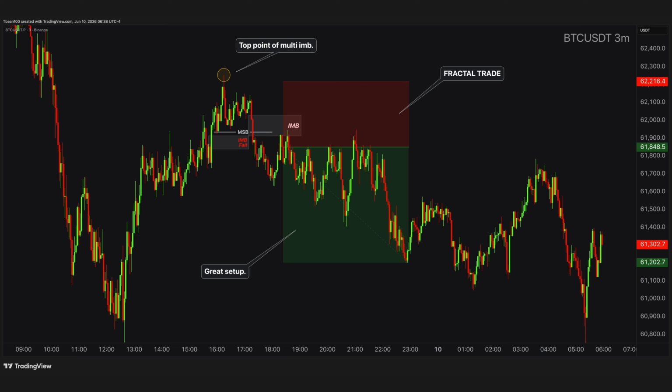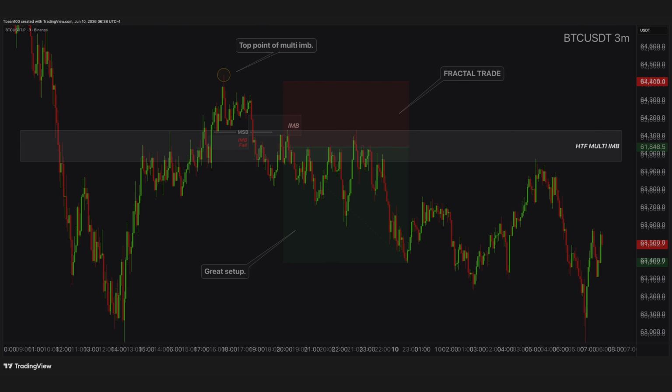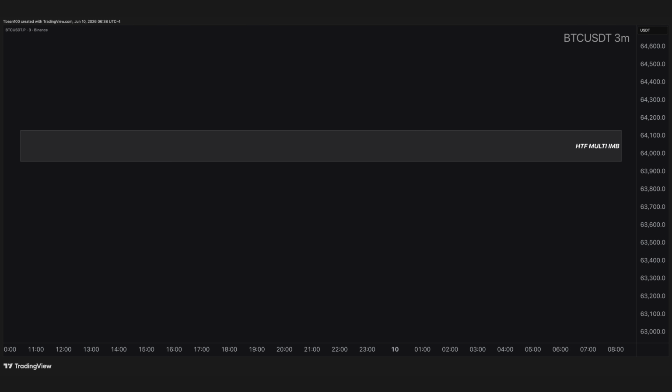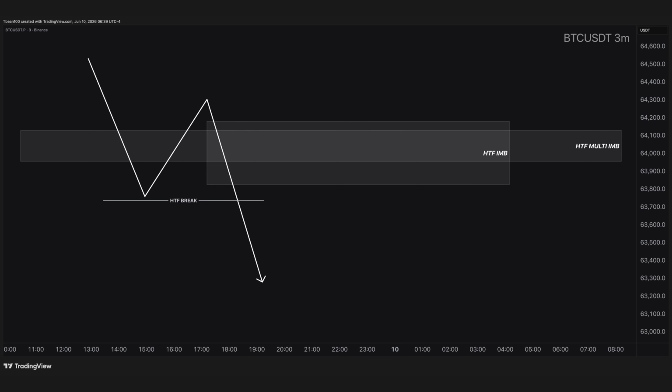If you trade price action, smart money, or any other concept or strategy, fractal trades are usually better, safer, and much more powerful. Now you may be thinking, what is a fractal trade? Imagine that you use the great free indicator on TradingView and identify this multi-imbalance zone. On the higher time frames, the structure keeps breaking downwards with a bearish market in play, making strong higher time frame breaks and also creating large higher time frame imbalances.